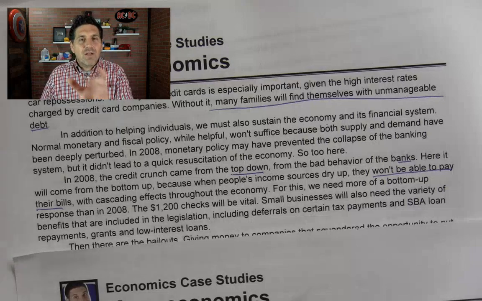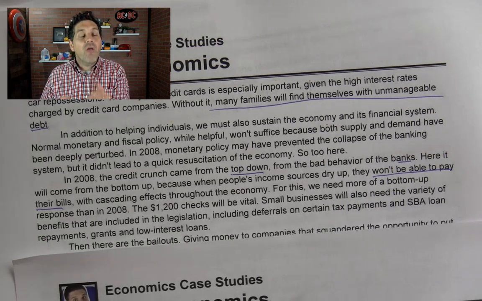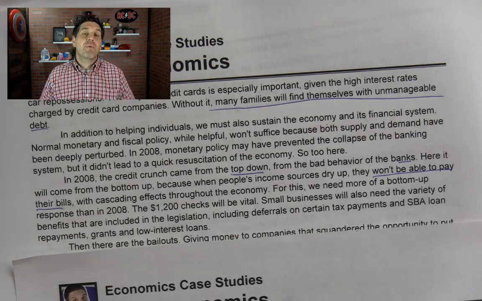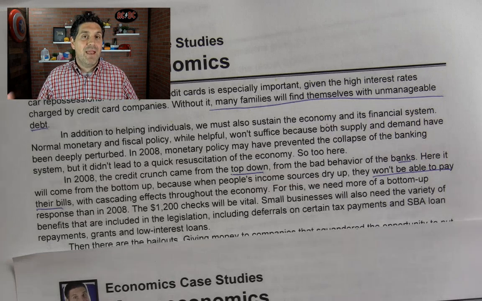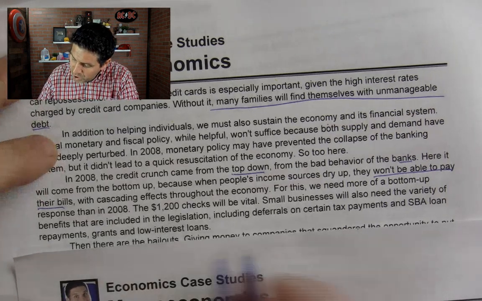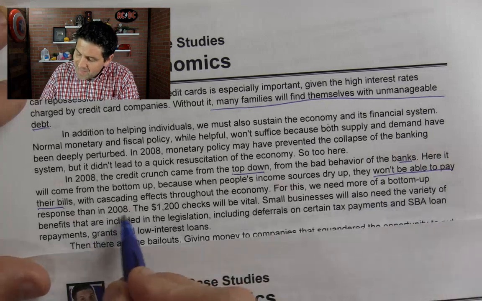Not just the medical side, like, how are we going to come up with vaccines faster? How are we going to recognize when there's a potential pandemic faster? All that stuff we're learning from the medical side, but from the economic side, we're doing the same thing. Okay, how can we respond faster? How do we recognize what's going to happen and what its effect is? All right, so for this, we need more bottom-up response than in 2008, and that's exactly what they're doing.